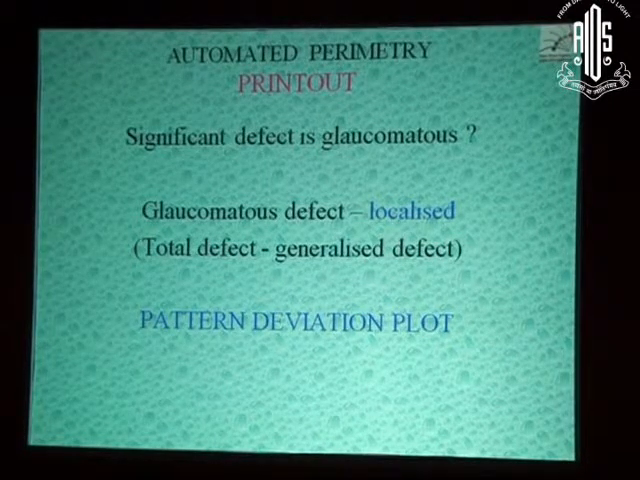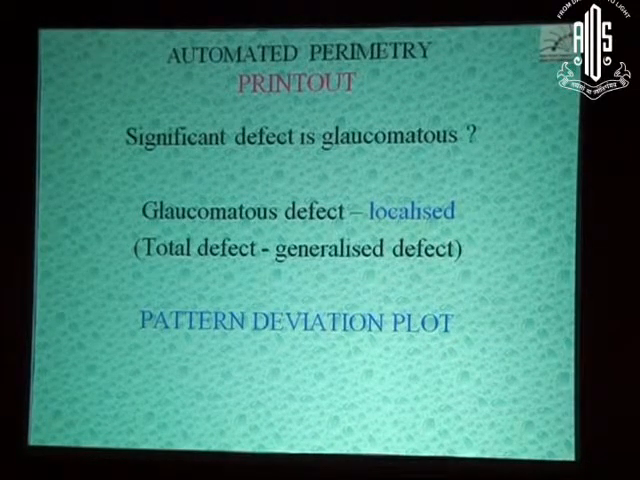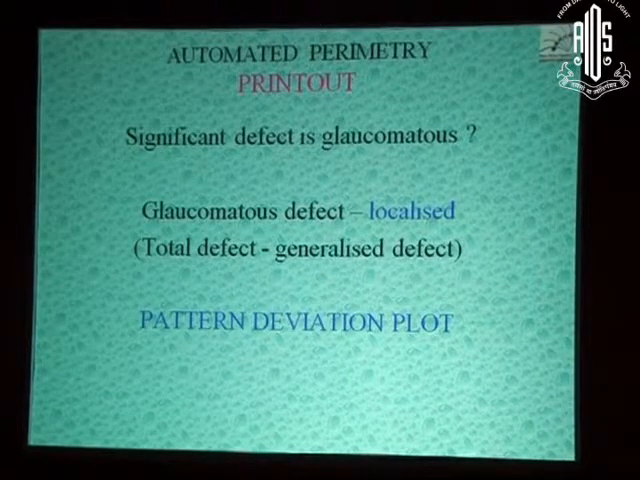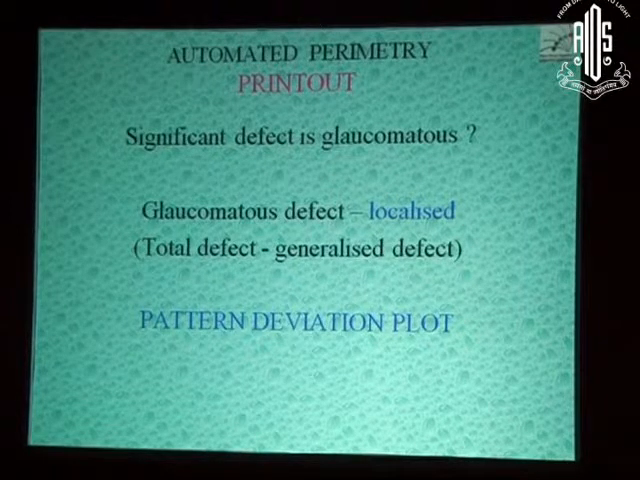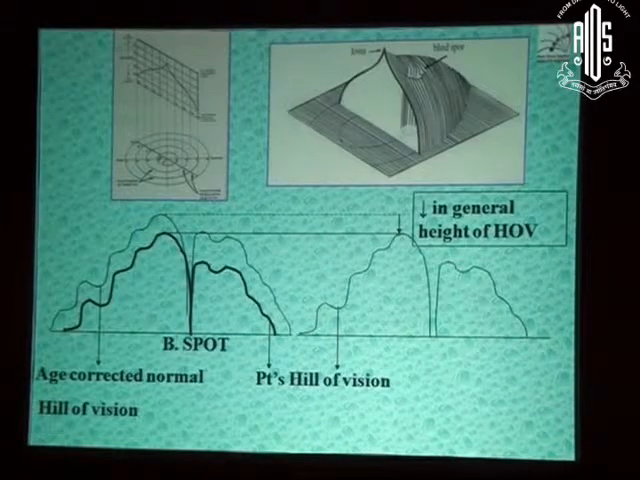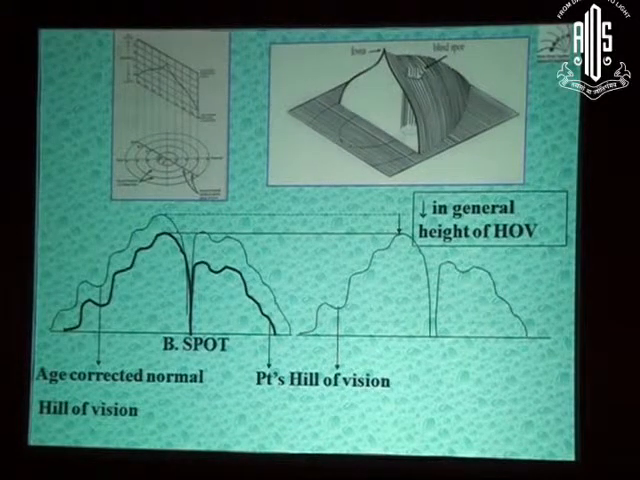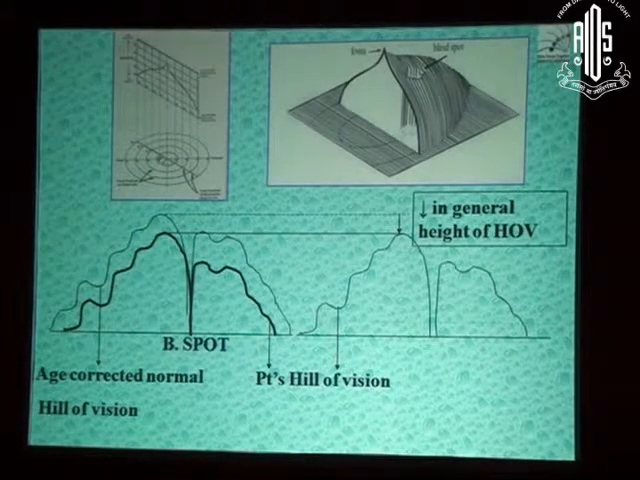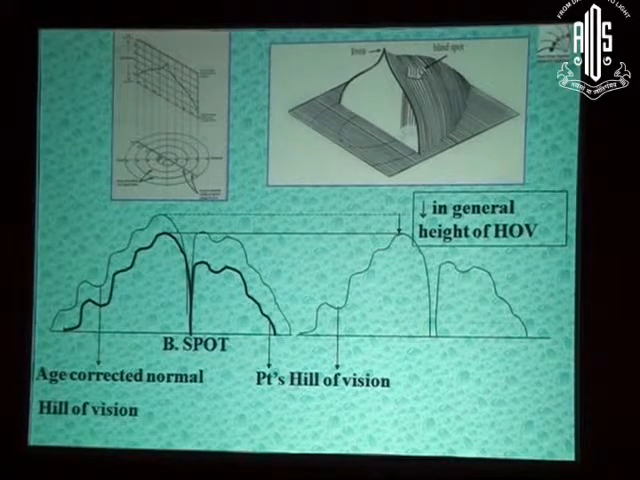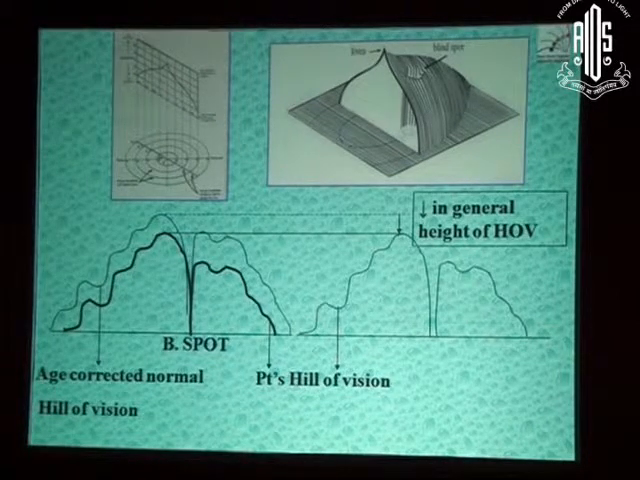What do you want to know? From the glaucoma point of view, you want to know whether this is a significant defect, and whether it is localized or not, because you are interested in a glaucomatous field with some localized effect. So what does the pattern deviation plot do? There is a numerical plot and a probability plot. If the subject has any generalized defect, I need to know whether it is generalized or localized. It may be only generalized, or generalized plus localized.